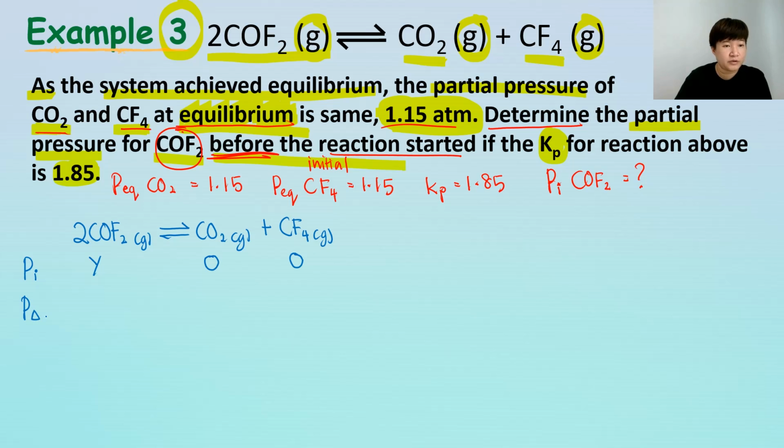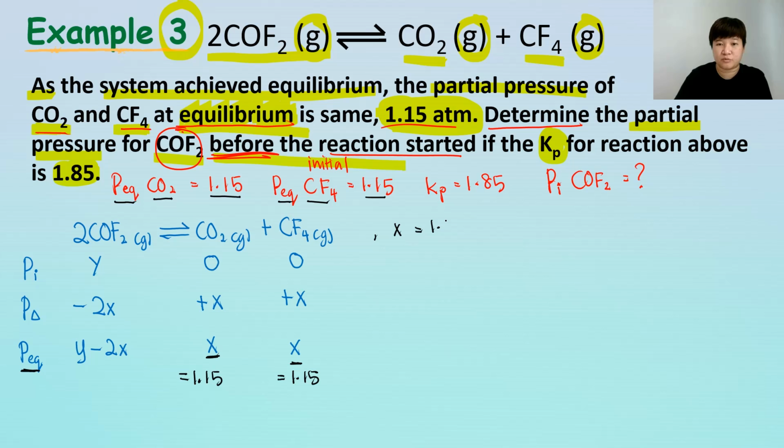The partial pressure change, as we have learned previously: COF2 is your reactant, so it's minus 2x. Over here are your products, so plus x, because the ratio is 1, and they are products. Then your equilibrium will be initial y minus 2x, initial 0 plus x, and initial 0 plus x. In the question, the equilibrium partial pressure of CO2 is given as 1.15, and CF4 is also 1.15. Both are x, that's why they are the same. In other words, we know that x equals 1.15.